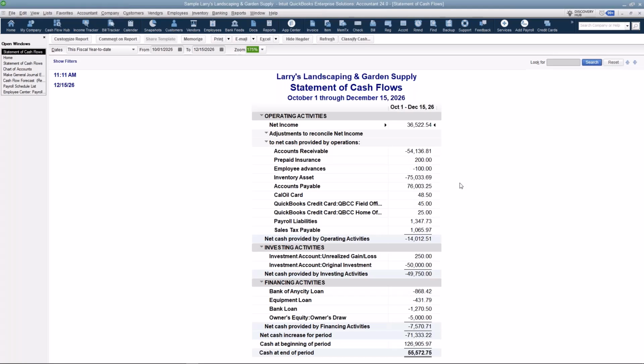Now accounts payable, very similar to accounts receivable. We're spending money. Why is it positive? Because we haven't paid that cash yet. We've recorded the expense, we know that it's due, but we still have that cash. We haven't sent that to them yet.